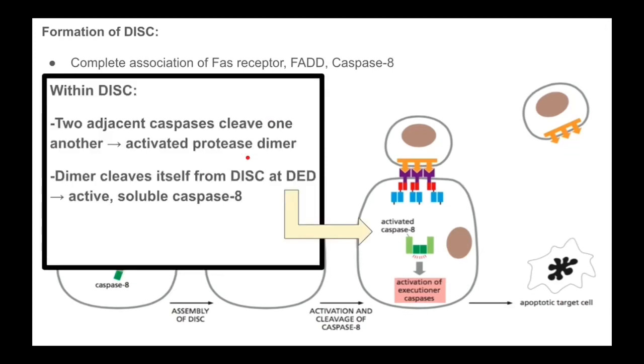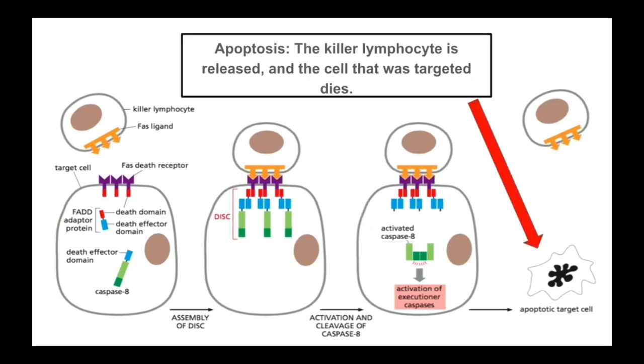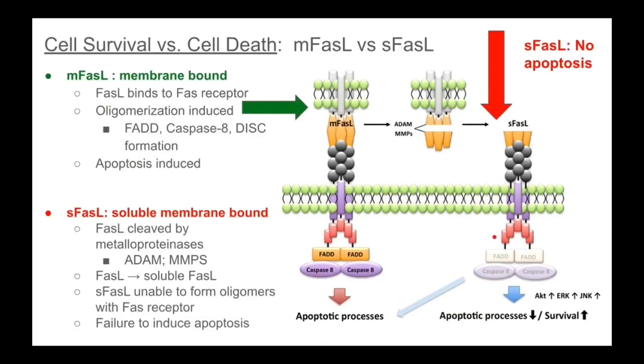Within the disc, there are two adjacent caspase 8 molecules that will cleave one another to create an active protease dimer. This dimer detaches itself from the disc at its death effector domain, which now makes it a soluble and active caspase 8 enzyme. Active caspase 8 then targets downstream executioner caspases, which are additional aspartate-specific cysteine caspases in the cell that lead to cleavage of structural and regulatory proteins. And from this signaling, you get apoptosis of the target cell.